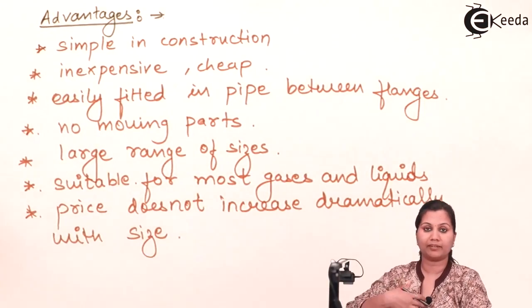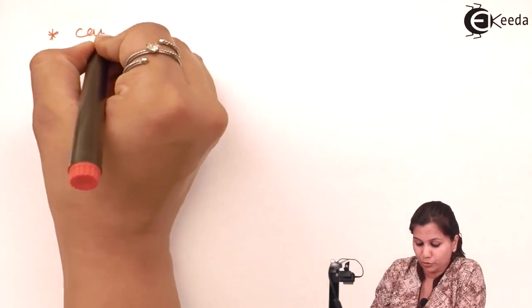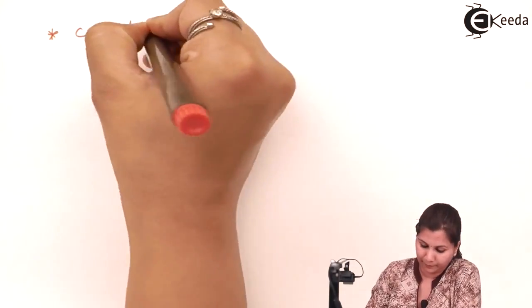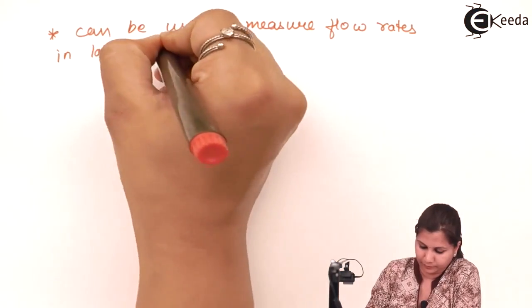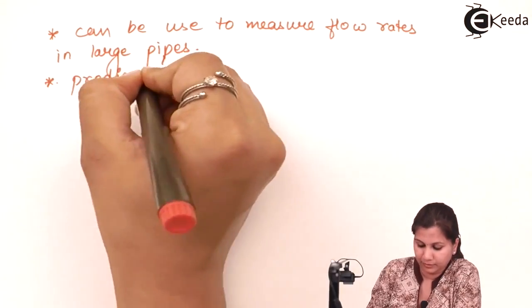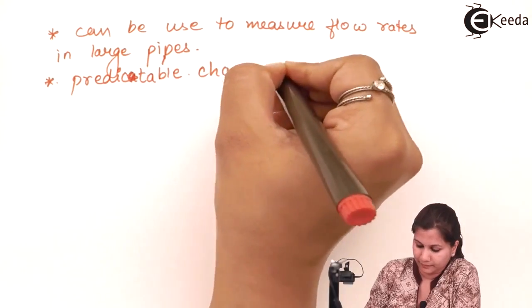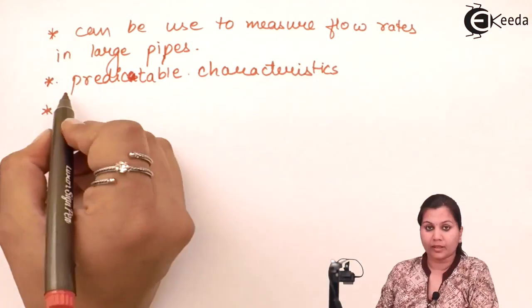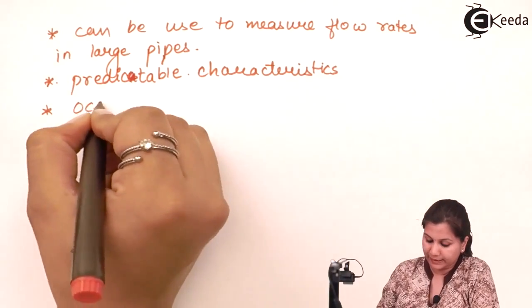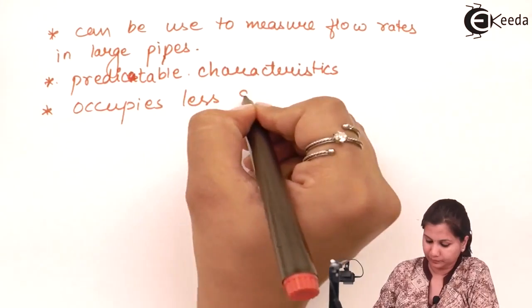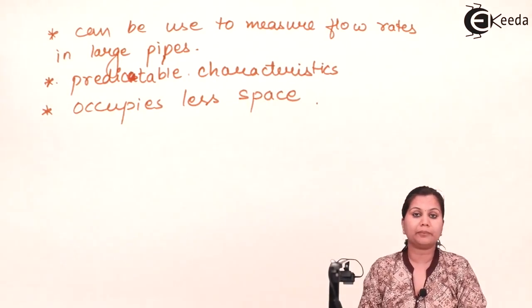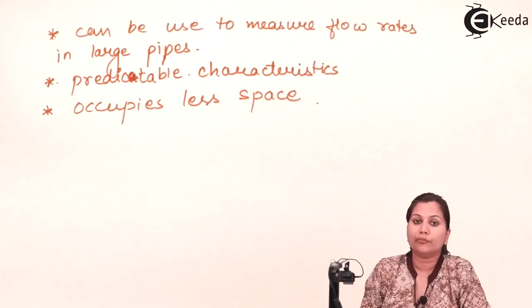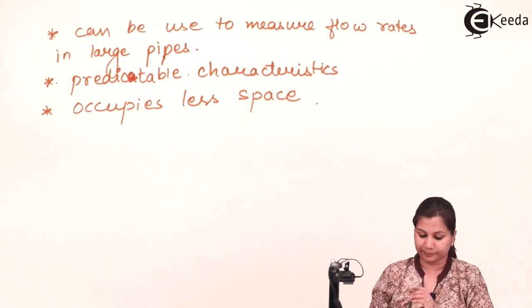Their price does not increase dramatically with the size. As the size increases, there is no hike in the price of the orifice plates. Also, they can be used to measure the flow rates in large pipes. They have predictable characteristics and occupy less space. So we can say that the orifice plates are a very simple, easy and cheap, inexpensive method for the measurement of flow rate of liquids as well as gases.